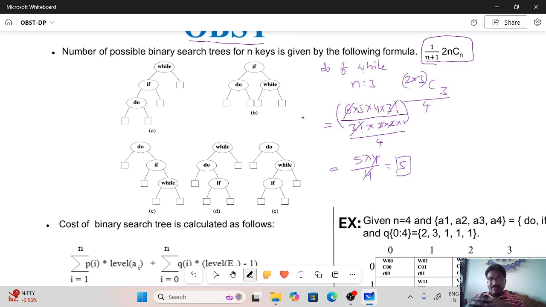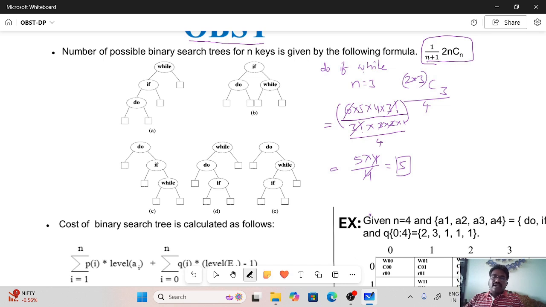But when you are talking about real world problems, our keys may be 5 or within tens, within hundreds. So the number of binary search trees is a very huge count, and it is unable to construct them. We are unable to find each and every binary search tree cost and compare those costs, because it takes a very huge amount of time. So to overcome this problem, the optimal binary search tree is solved by using dynamic programming.